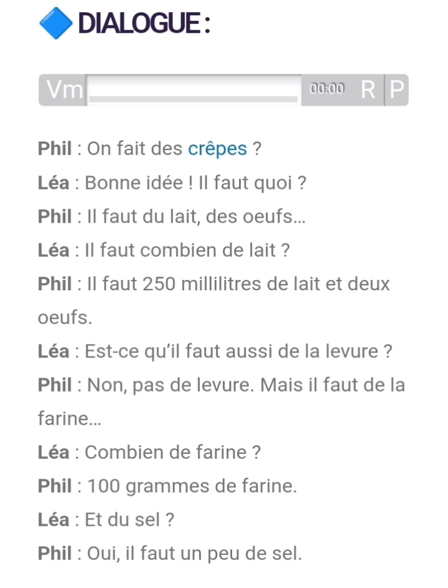Il faut is from the verb falloir. The verb to need, or to have to, or to must. If to have to doesn't work with the sentence, try with must. If it still doesn't work, then try with to need. In this situation, it will mean to need. Il faut du lait, des œufs. We need milk and eggs.